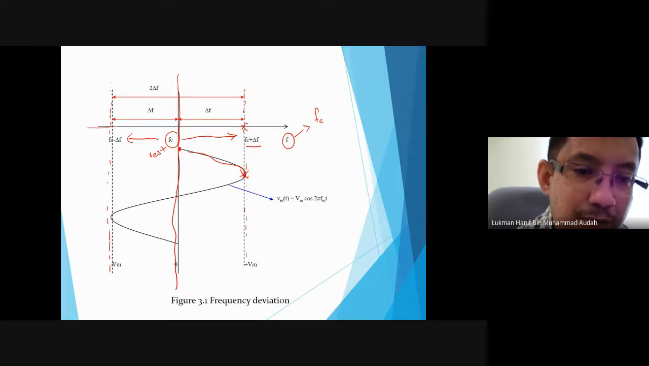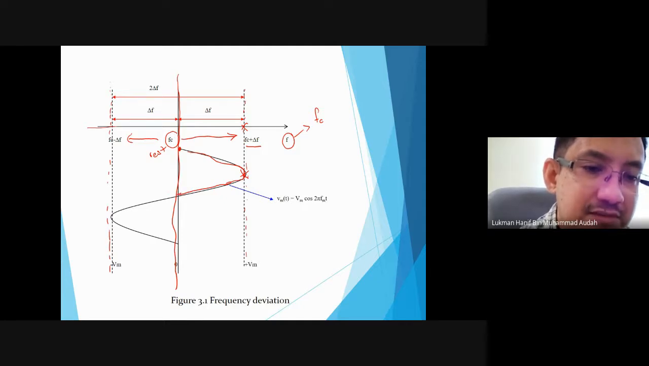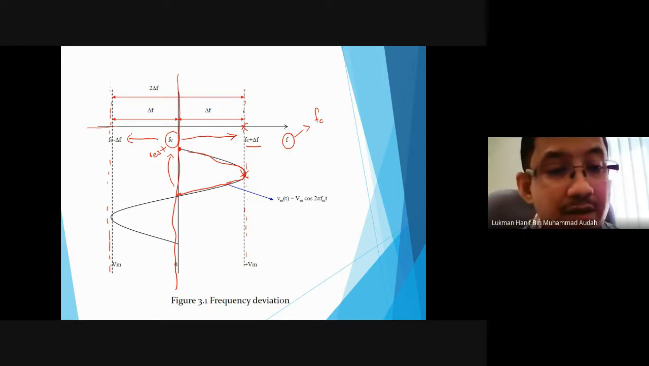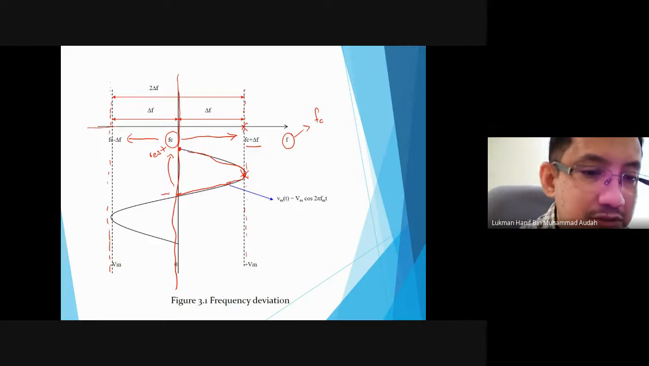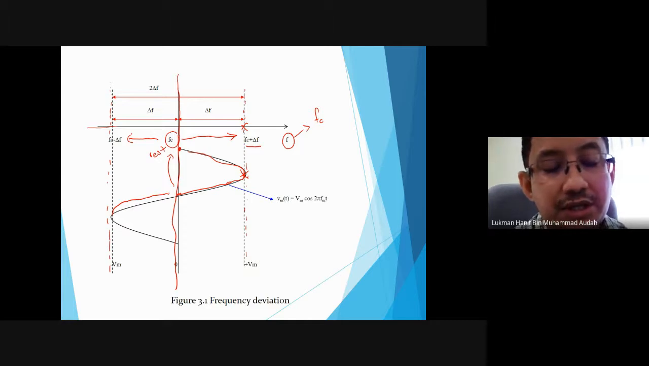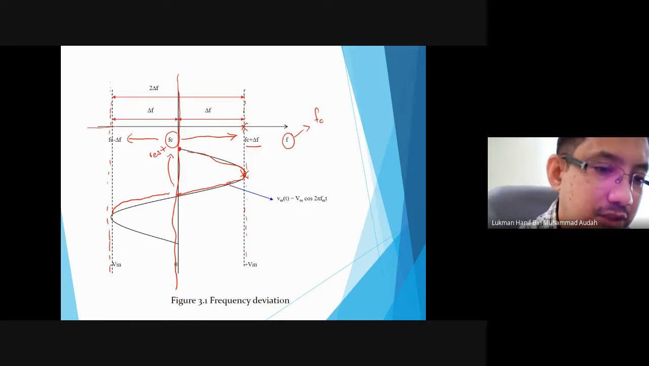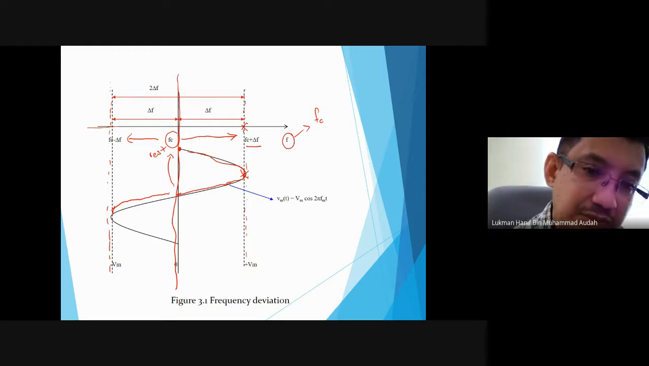VMT moves from positive maximum until it reaches the axis. Dan pada ketika itu Fc berada pada nilai rehat pada frekuensi Fc. Then VMT moves towards negative amplitude. Okay, towards negative amplitude. So what happened is that it becomes maximum.